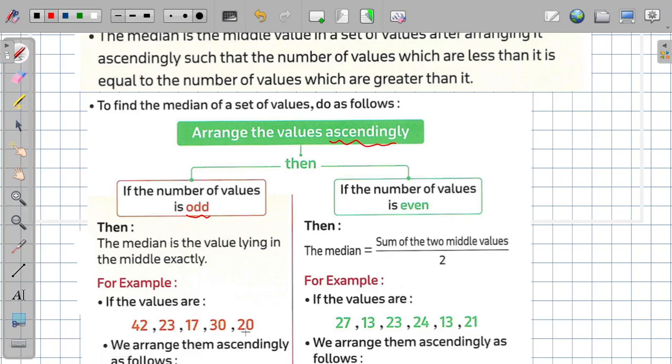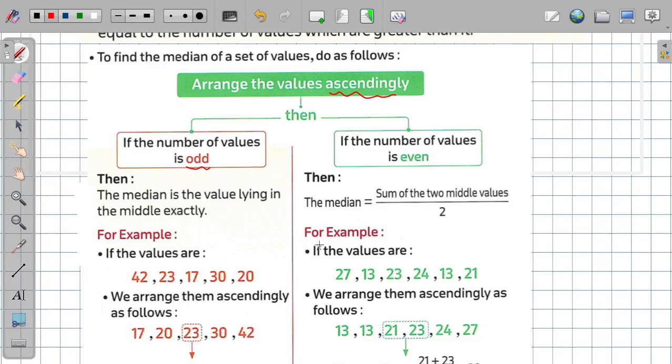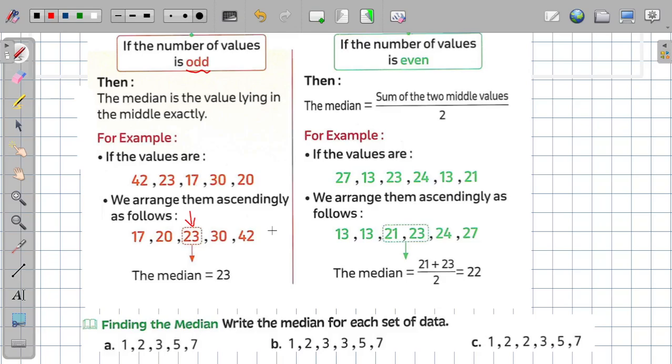Like, if we have 5 numbers like this, we arrange them ascendingly first, and after that, we will find the number in the middle, and that is the median of these values. So, I have 24, 42, 23, 17, 30, and 20. And after arranging them, we will find 17, 20, 23, 30, and 42. So the number that is in the middle will be 23. So the median is 23.